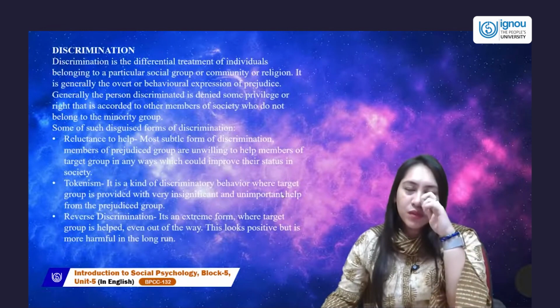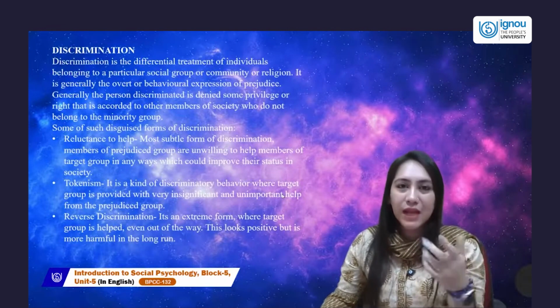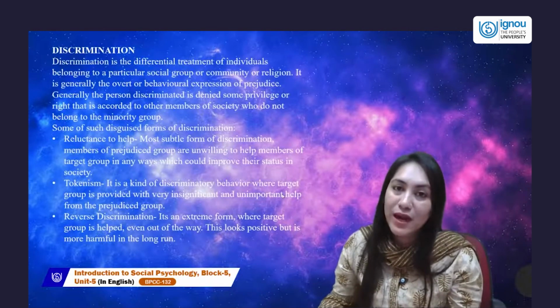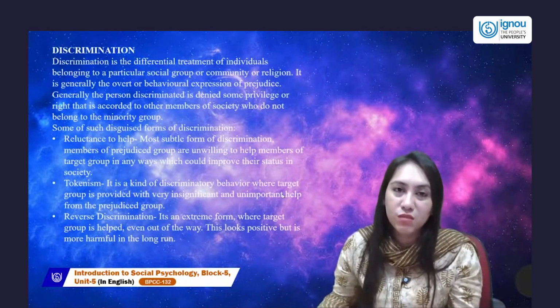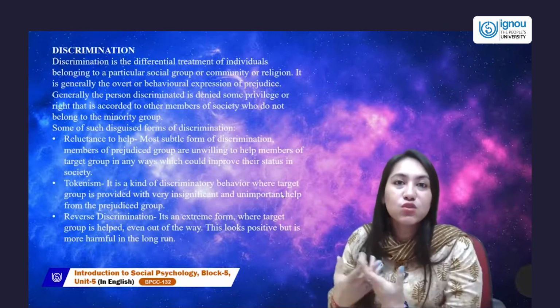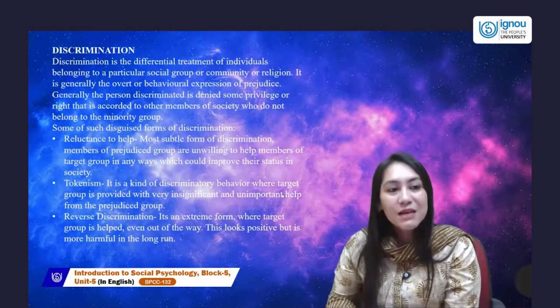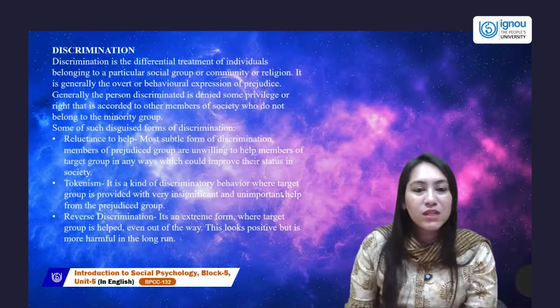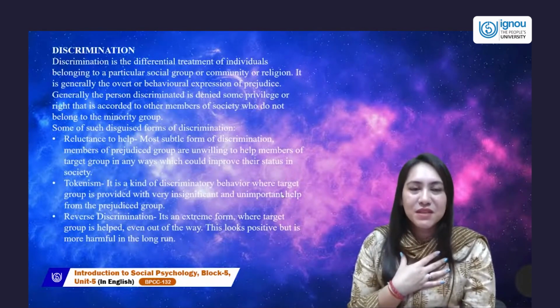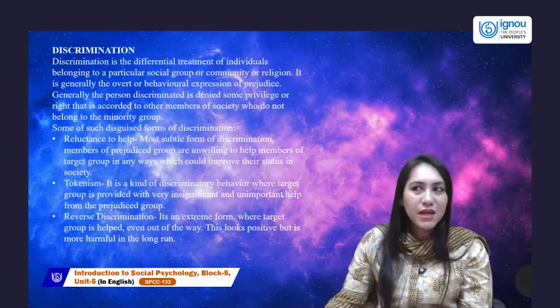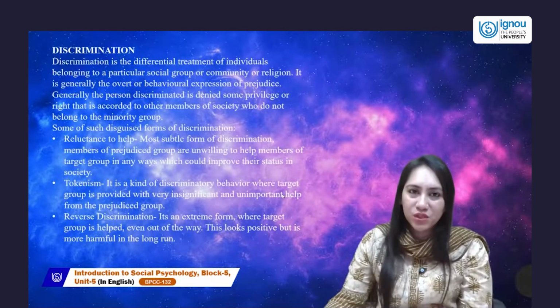So the fact that we are talking about helping other people, but it is insignificant. It is not something which is required by the target group. The prejudiced group is doing it. Why? Because they want to do it. They want to highlight themselves again. But this tokenism is only to support yourself, and this might not be very helpful to the target group because the help that you're providing is really not worthy of it.